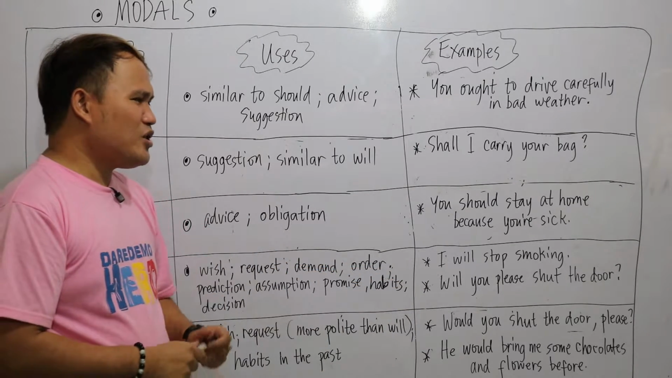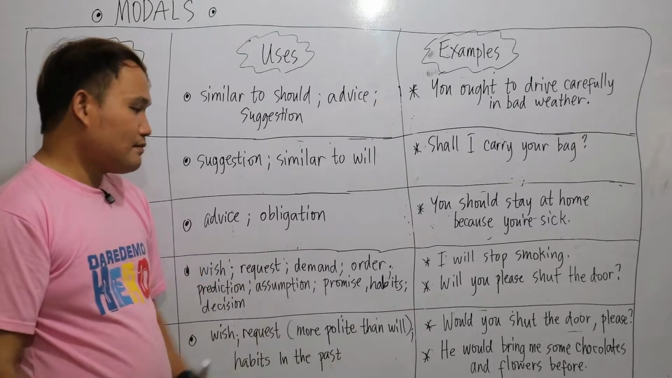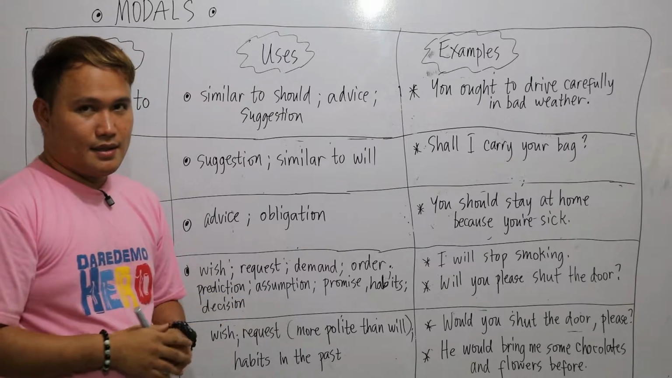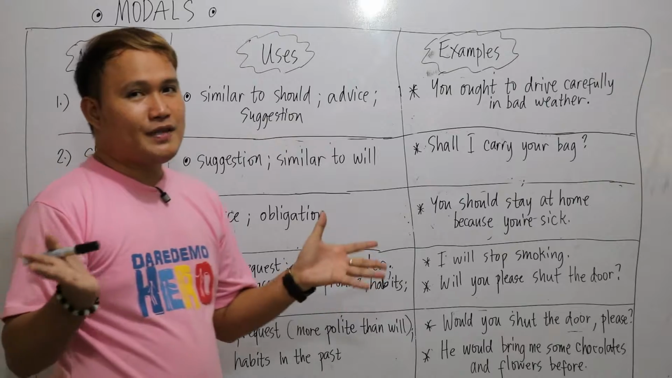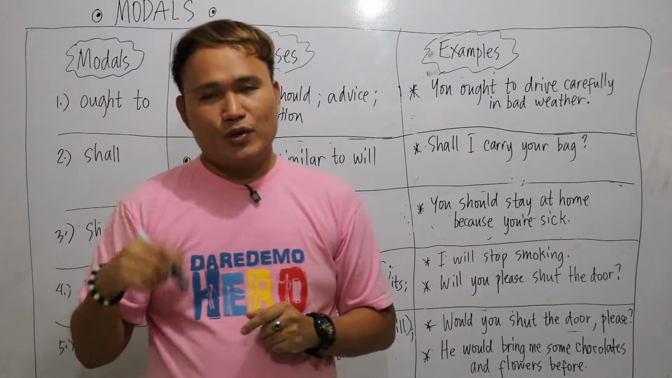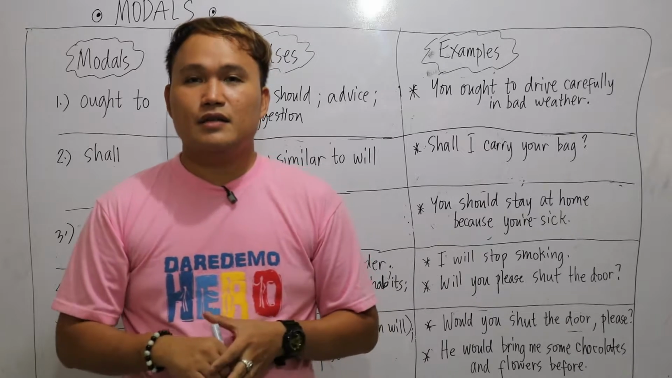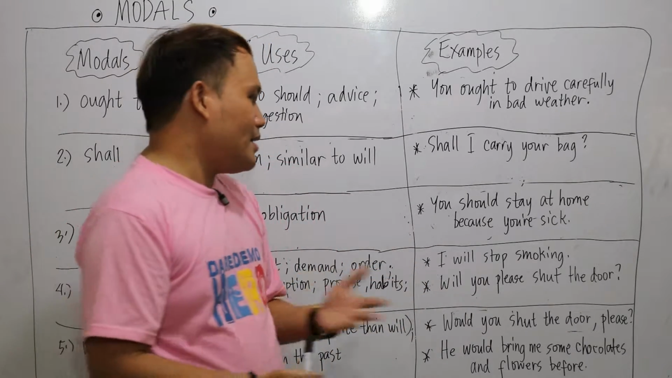Next, will you please shut the door? So it conveys what? Anyone? An order or a demand. So will you please shut the door? So you can think of an example there. You might want to write that one on your paper, if you have paper and pen there, so that you can master or practice how to use these modals.